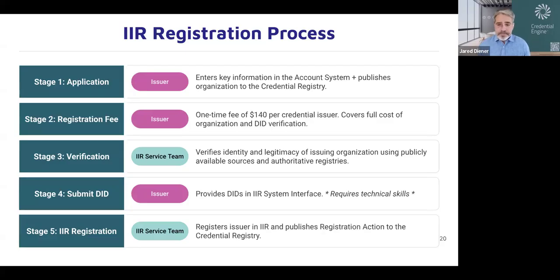Once that is all complete, the organization will be registered in the IIR, and Credential Engine will publish a registration action for the organization to the Credential Registry, and we'll have a look at that registration action here in a few moments.